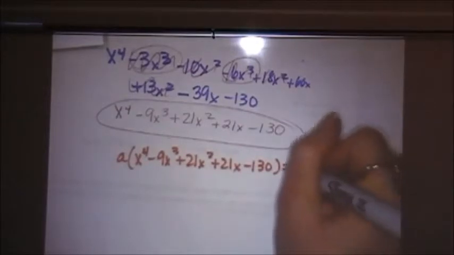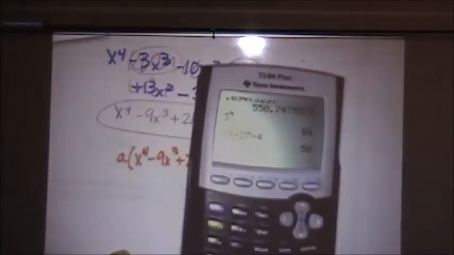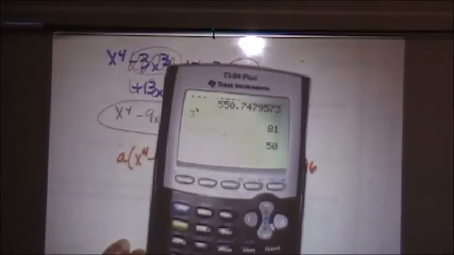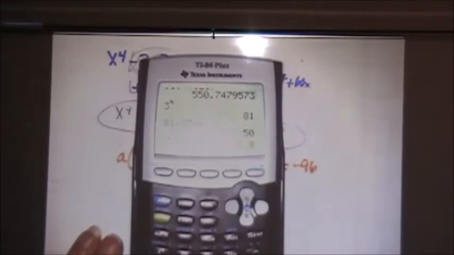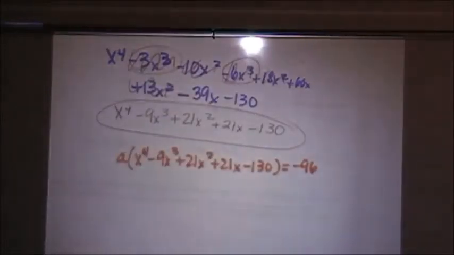They want it to equal negative 96 if I plug in 1 for my x value. So now I'm going to do that part in my calculator, to make it a little easier on myself. So I'm going to plug in 1 to the fourth minus 9 times 1 to the third plus 21 times 1 squared plus 21 minus 130. That gives me negative 117.